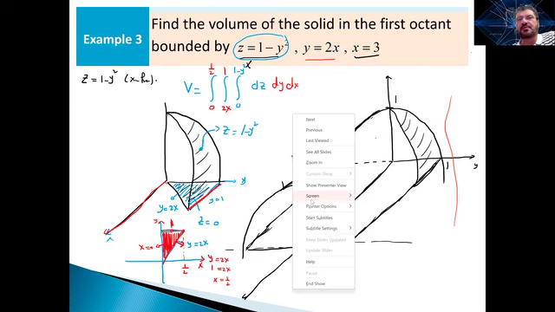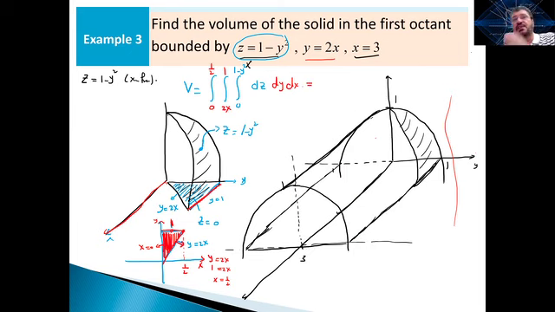By using the z first. So this is equal to integration from 0 to half x, integration from 2x to 1 y, and then the integration of dz is z from 0 to 1 minus y squared. Then we say dy dx.